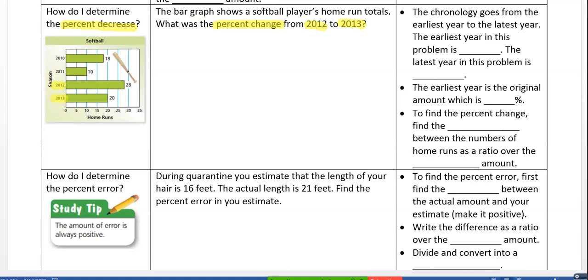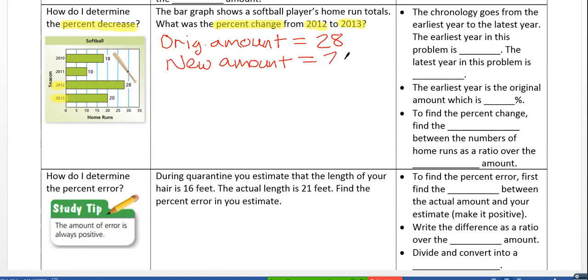So you're going to get so used to this, you're not going to need to do it, but I'm going to do it on this one. The original amount, which is also the beginning, equals 28. The new amount equals 20. Now already you should see that from going from 28 to 20, you're going to have a percent decrease, right? It's going to be a percent decrease. But how do we find this percent change?